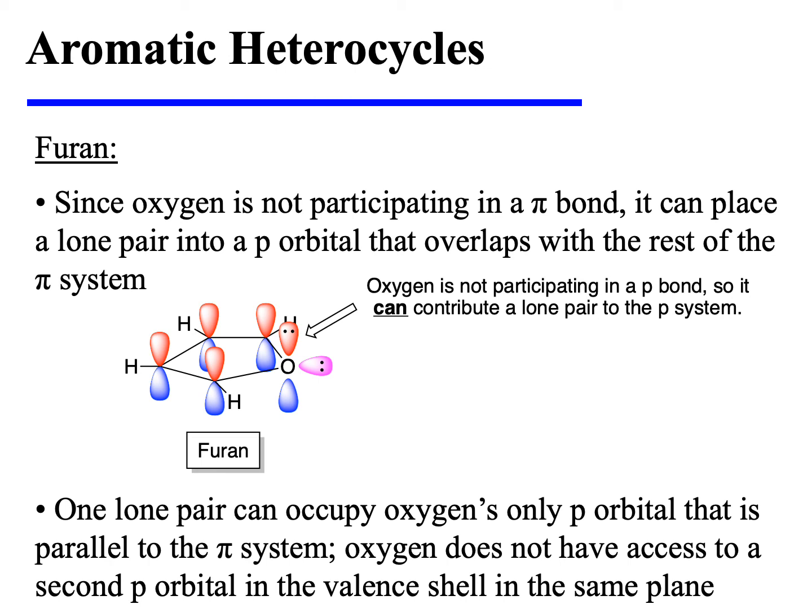However, it would not be possible for oxygen to contribute the second lone pair to the pi system. One lone pair can occupy oxygen's only p orbital that is parallel to the pi system. Oxygen simply does not have access to a second p orbital in the valence shell in the same plane. Therefore, the second lone pair resides in an sp2 hybrid orbital, shown here in purple, which is orthogonal to the pi system. As a result, furan contains a total of only 6 electrons in its pi system.